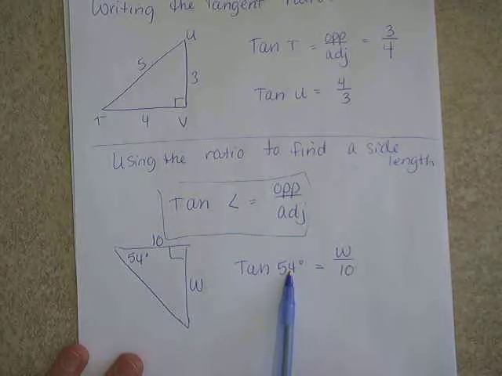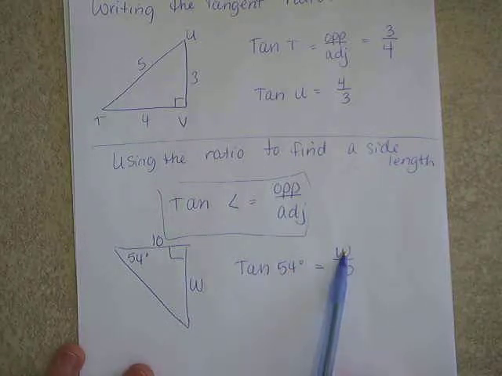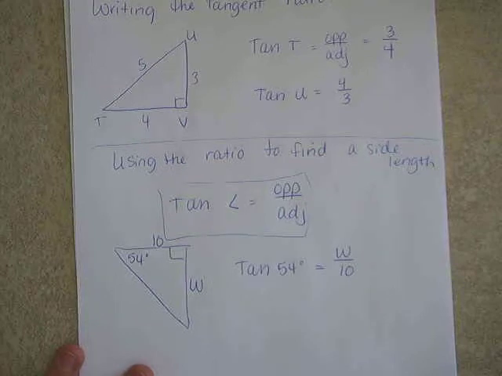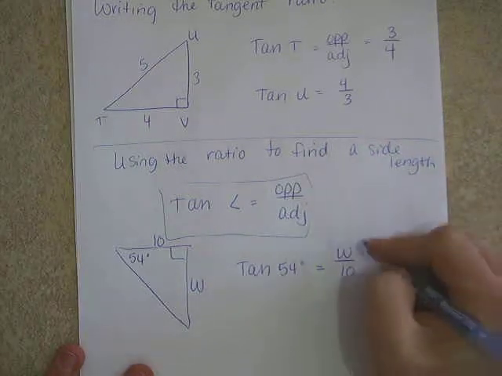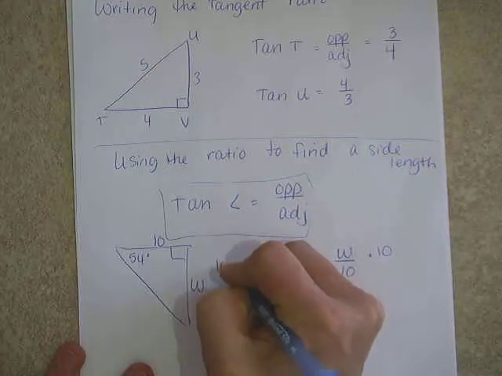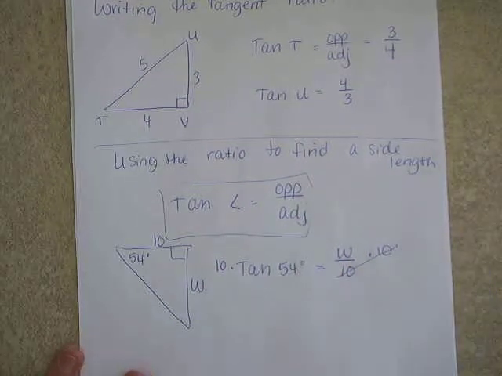Now, you're not going to split these 2 up. This is a package deal. Again, the tangent of 54 represents a unique number, but to get W by itself, what do you need to do? Multiply both sides by 10.